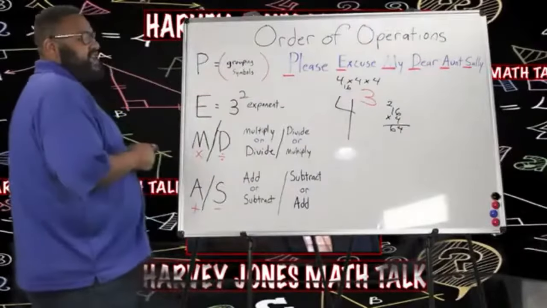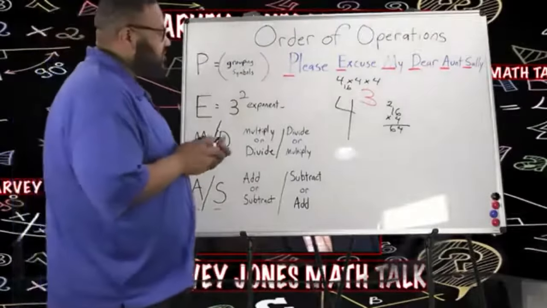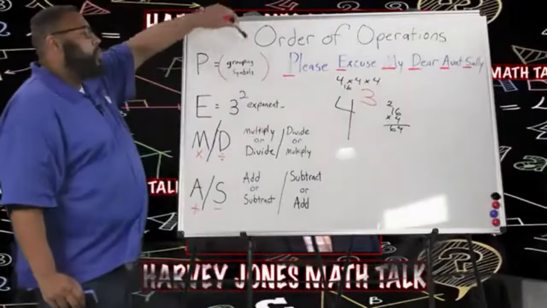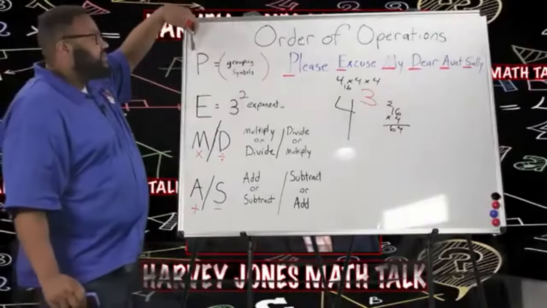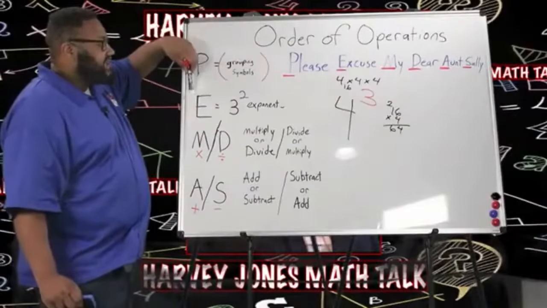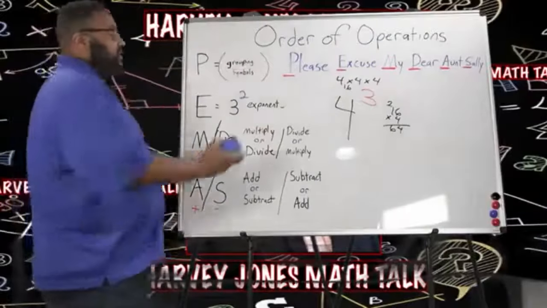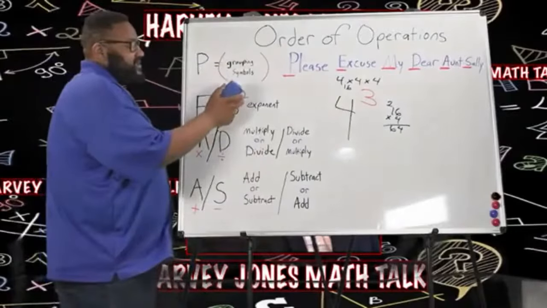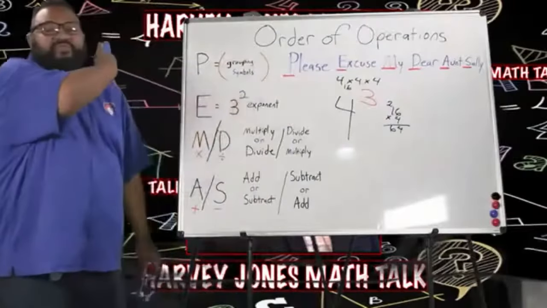Okay? And we might practice with some of this later on as well. Parentheses or grouping symbols. E stands for exponents. Exponent is going to be the little number that sits up on this. It's almost like he's sitting on the number's shoulder right here.